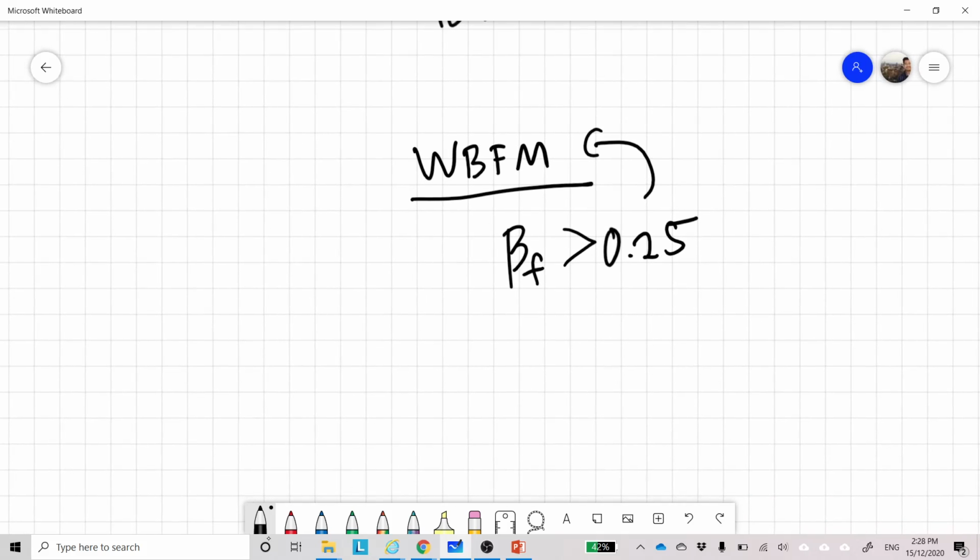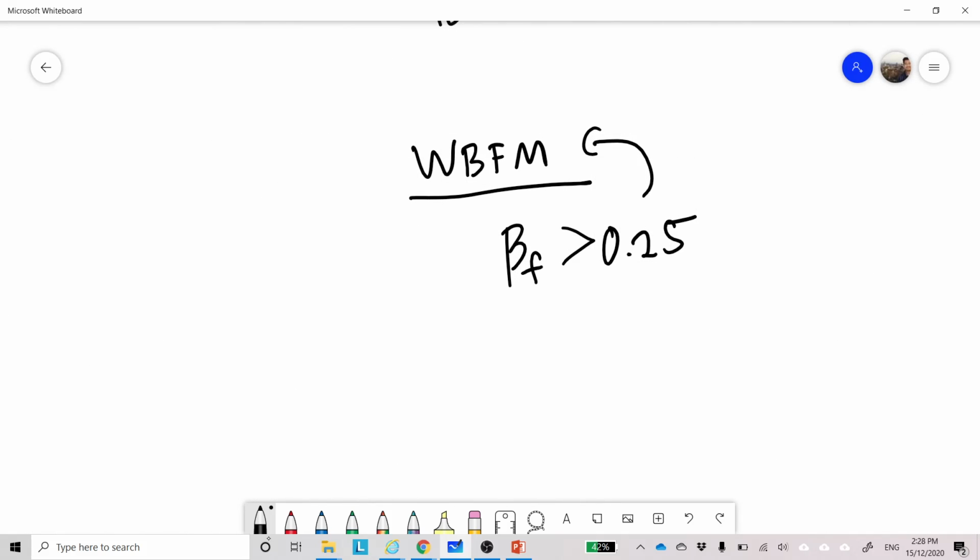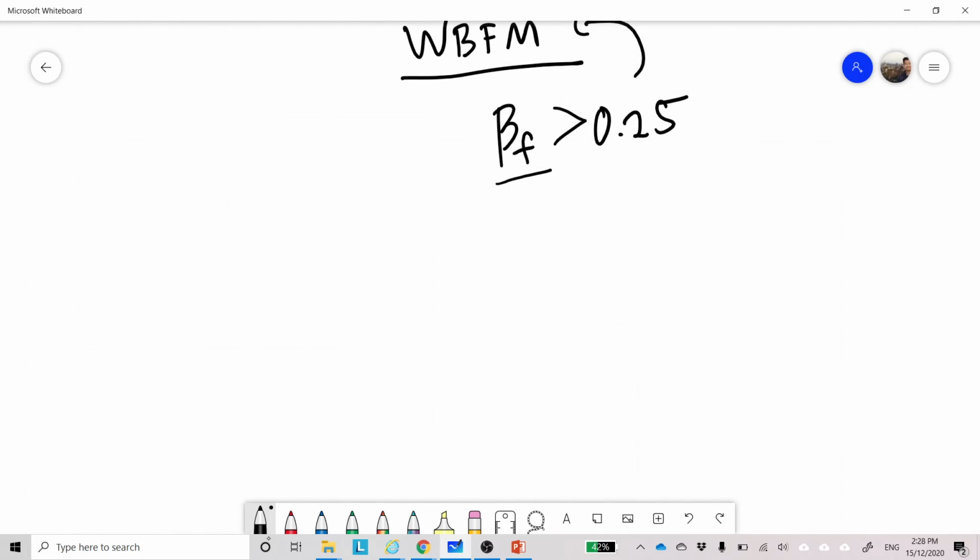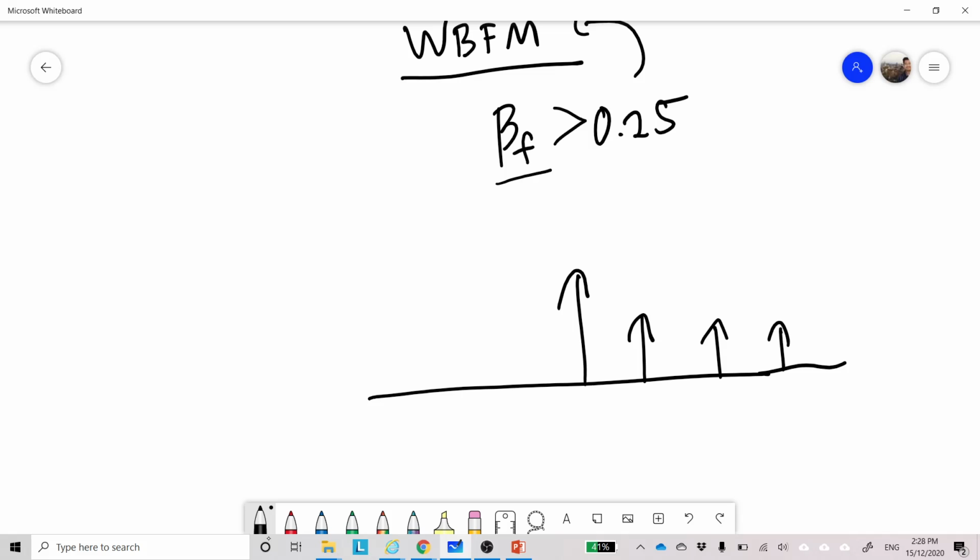And you're going to see that if beta F is larger, that means the bandwidth gonna be bigger. Okay, dan kita telah melihat bagaimana bentuk frequency spectrum berkenaan dengan Bessel. Okay, so wideband FM kita akan melihat berkenaan dengan Bessel dan juga Carson's untuk menentukan dia punya bandwidth.